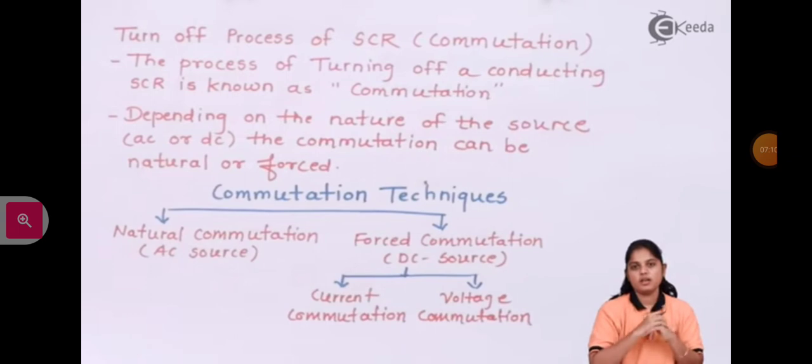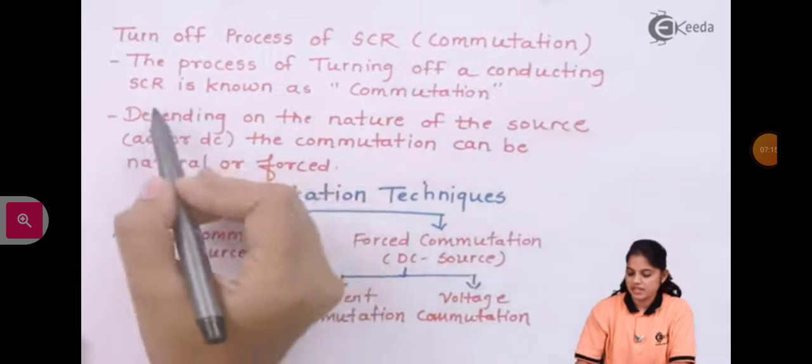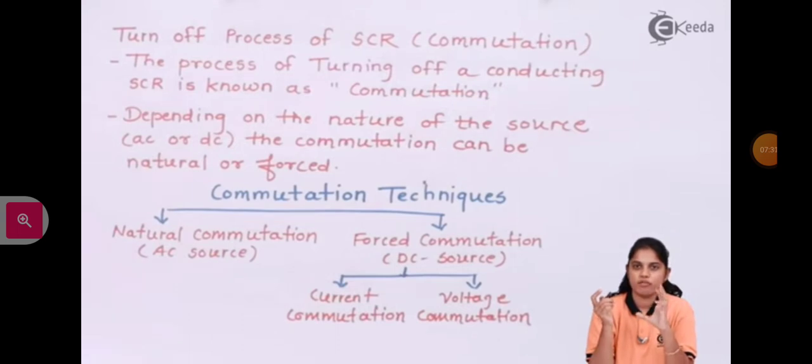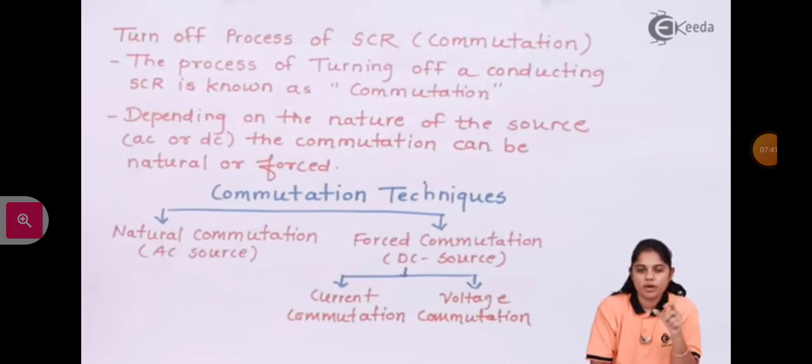So first of all, the process of turning off a conducting SCR is known as commutation. When it is turned on, we say that the SCR is latched, and IL is important at that time while latching the SCR. When we discussed VI characteristics, I told you that latching current is an important parameter while deciding turning on of an SCR. But the holding current is an important parameter when you are understanding the turning off process of an SCR.